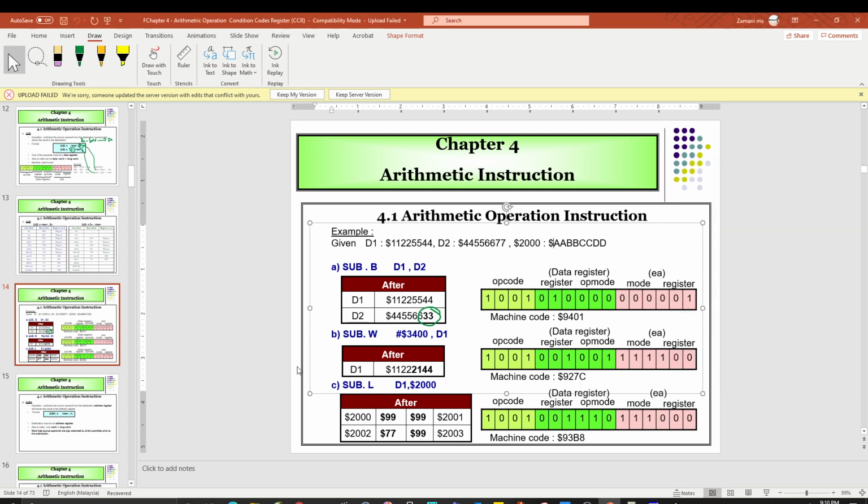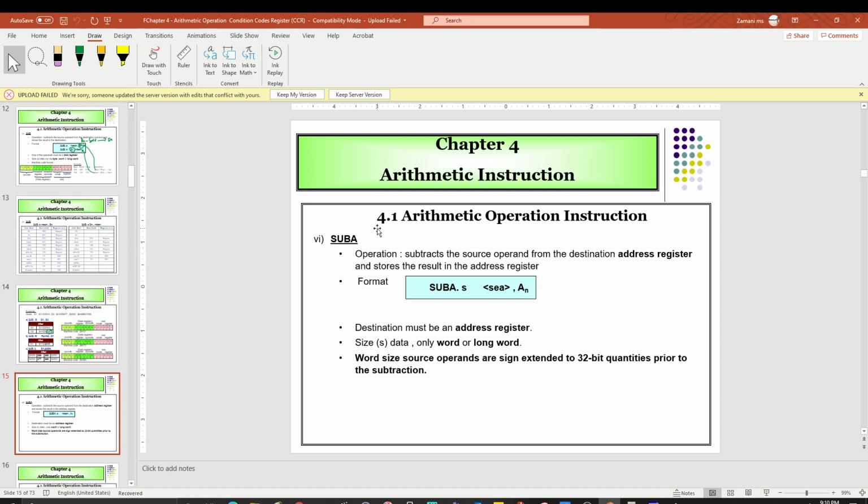Okay, let's move on. So for sub address, again, this is another one, just like the ADDA just now. The operation subtracts the source operand from the destination address register and stores the result in the address register. Again, you're going to have your destination address register here minus the source operand and save back to the final destination over here at the address register. So because of SUBA, the destination must be an address register. Size now is only word or long word, and for word size the source operand is sign extended to 32-bit quantities prior to the subtraction.